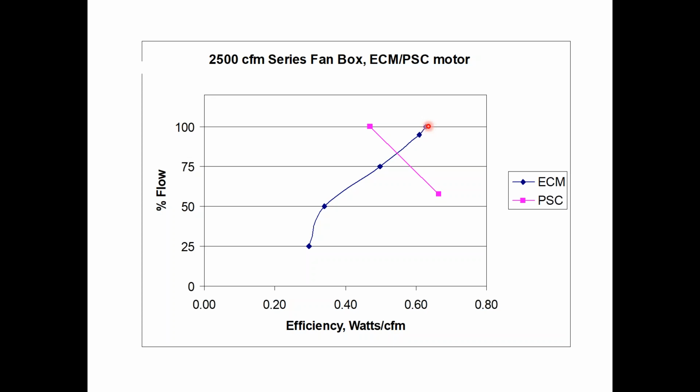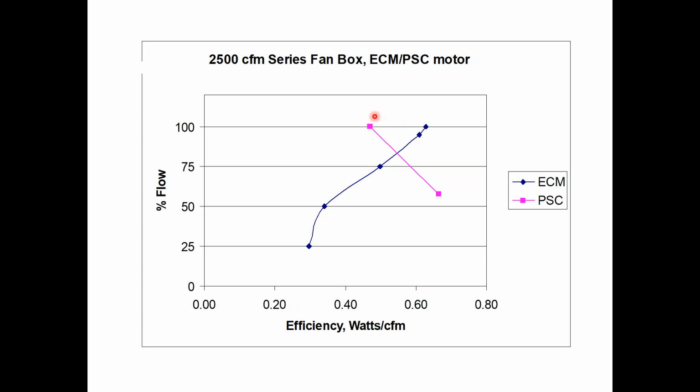So ECMs are the same way. This one's up here at 0.6 watts per CFM if I'm at full airflow, and when I start turning it down, it gets more efficient. In this particular example, for this size box with these two fans, the break point was about 80%. If I'm going to operate it at less than 80%, ECM would be the efficiency winner. If I'm going to operate it at more than 80%, PSC would be the efficiency winner.